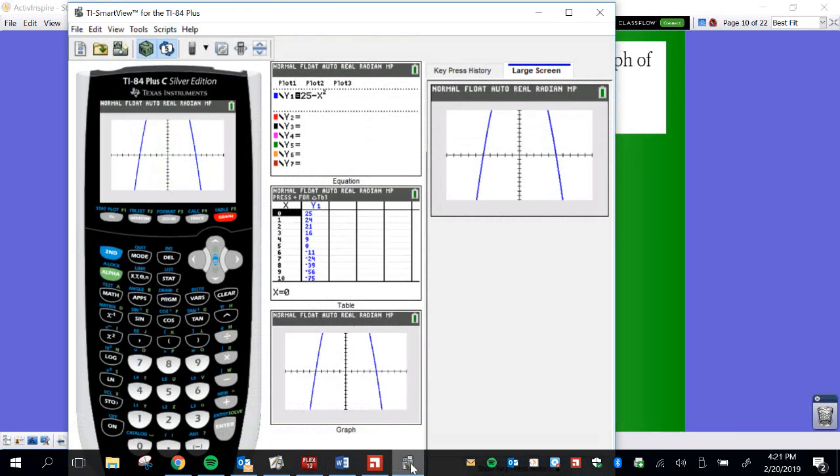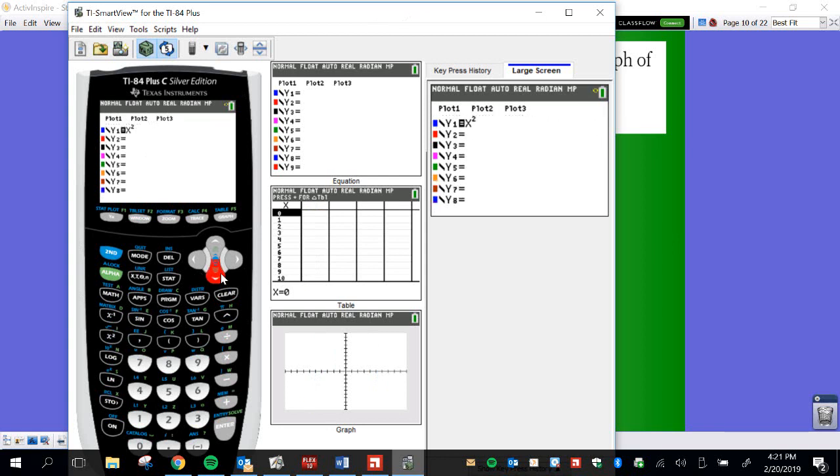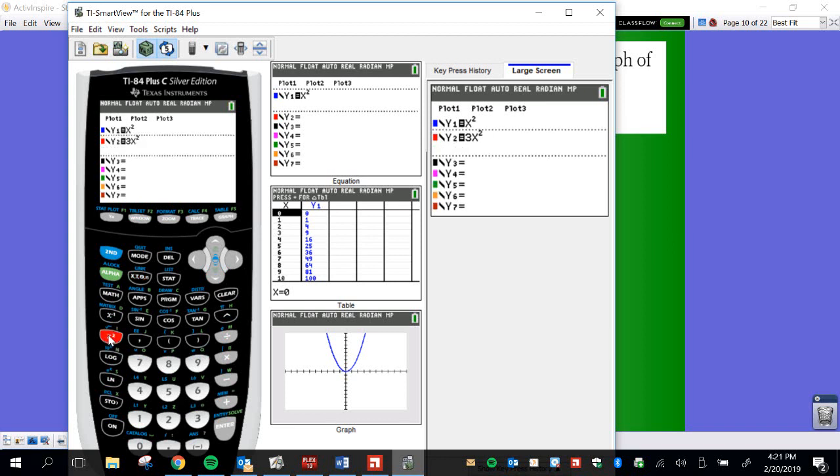So everybody get their calculator and go to y equals. We're going to clear out what we have there. So in y1, we're going to put what f of x is equal to. And f of x, they told us, is equal to x squared. Okay? And y2, we're going to put what g of x is. G of x is 3 times f of x. So that means it's 3 times x squared.